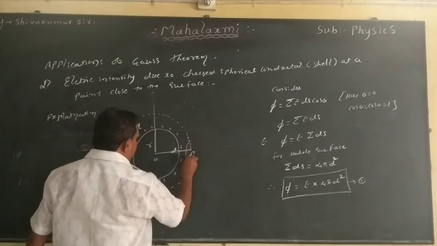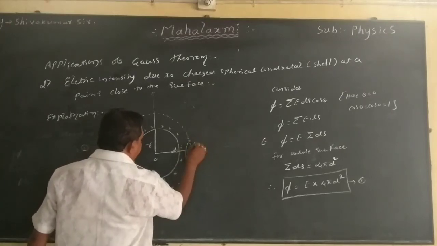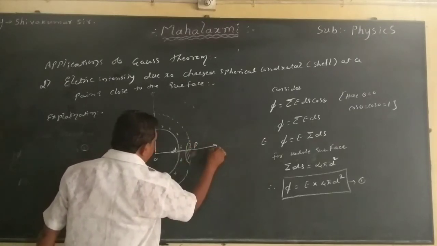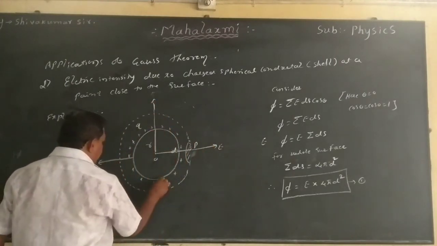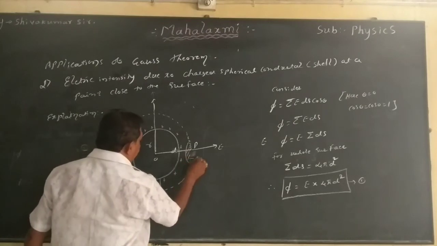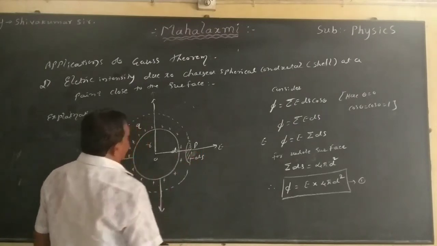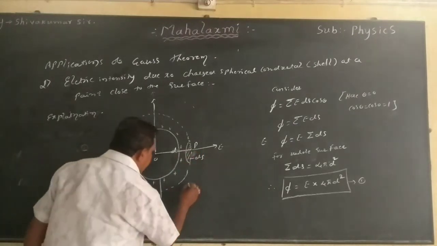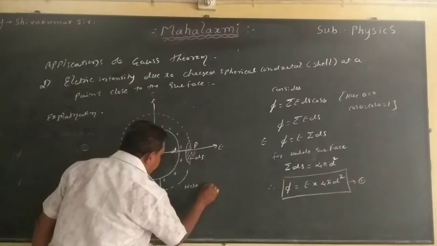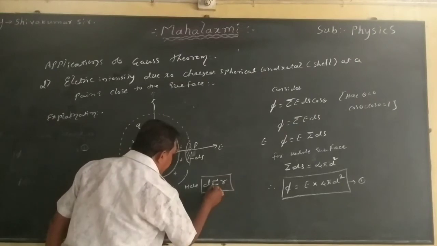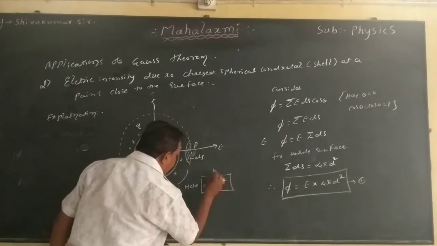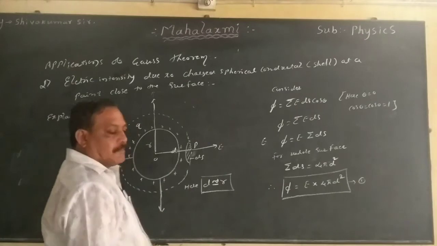Again I consider the small surface ds. Now this is the direction of the electric field. Electric lines of forces originate from the positive charge. So, small surface area ds. What is that condition? Here d is nearly equal to r, not exactly equal to r. Are you getting the point?